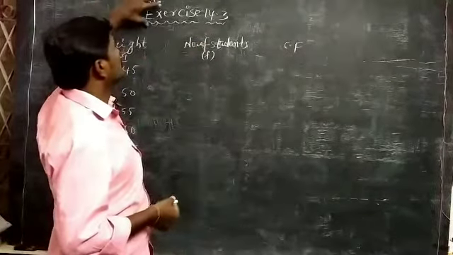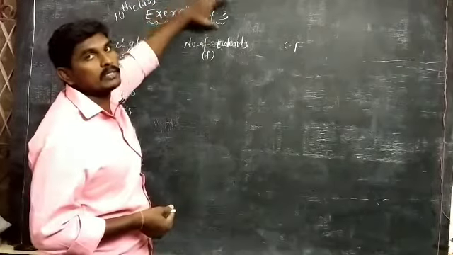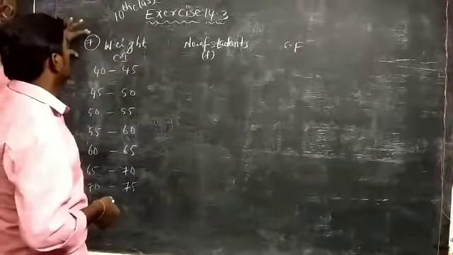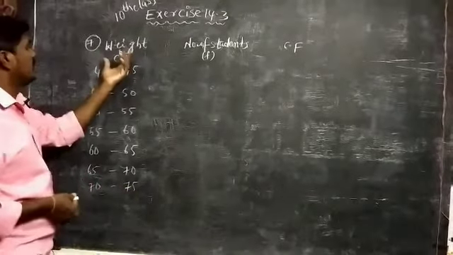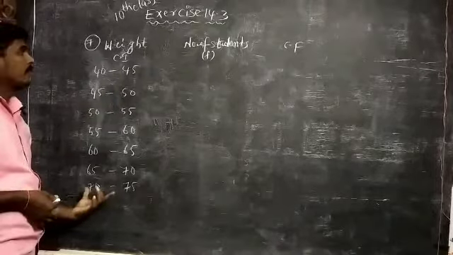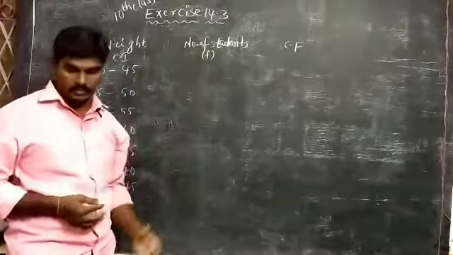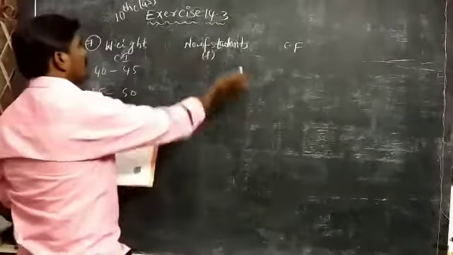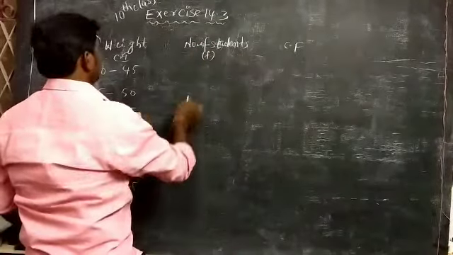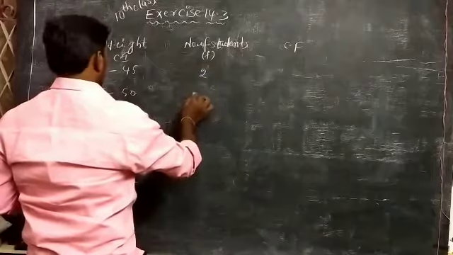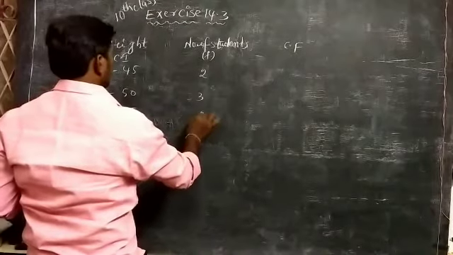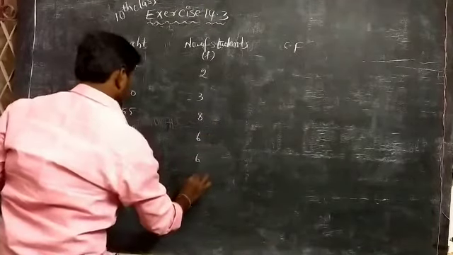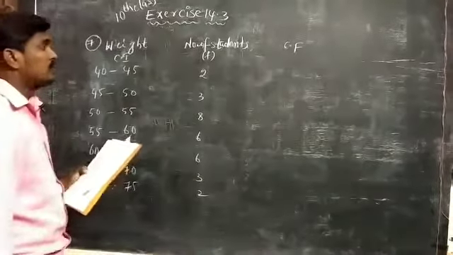In 10th class, chapter 14, exercise 14.3, question number 7, I am going to explain how to find the median. Here the weight given is the class intervals column, and the second column, number of students, is the frequency column, which we can copy from the question: 2, 3, 8, 6, 3, 2.